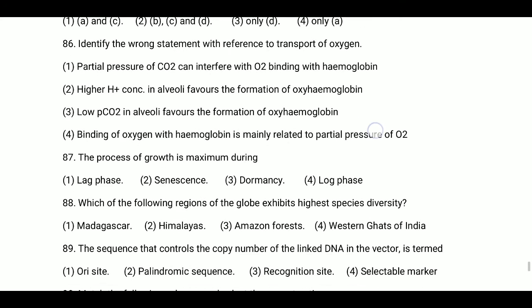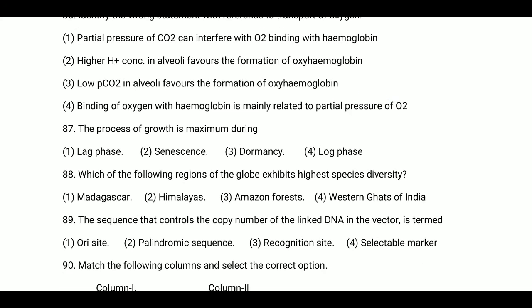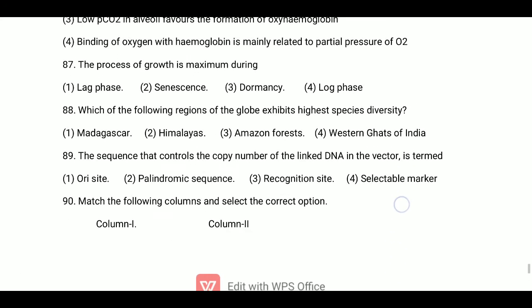The process of growth is maximum during lag phase, senescence, dormancy, log phase. The process of growth is maximum in log phase, also called exponential phase. Fourth option. Which of the following regions of the globe exhibits highest species diversity? Madagascar, Himalayas, Amazon forest, Western Ghats of India. Amazon rainforest shows highest diversity.